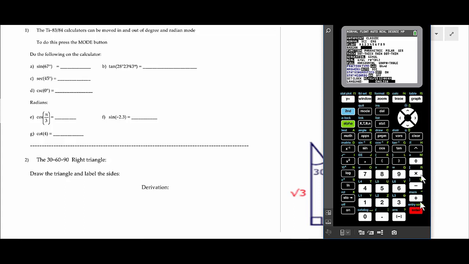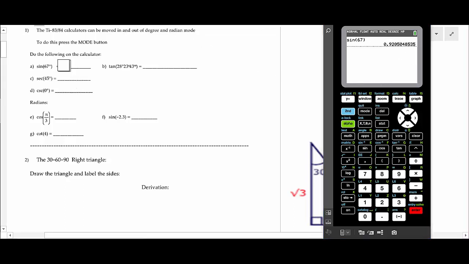Okay, and then we're just going to put these in. There are different ways you can do this. You can write the answer, or you can write down the keystrokes if you need to. The first one you're going to do is sine of 67. You don't have to put the degree symbol because the calculator knows that's degrees since you're in degree mode. I'm going to round all of these to 4 decimals, so that would be 0.9205.